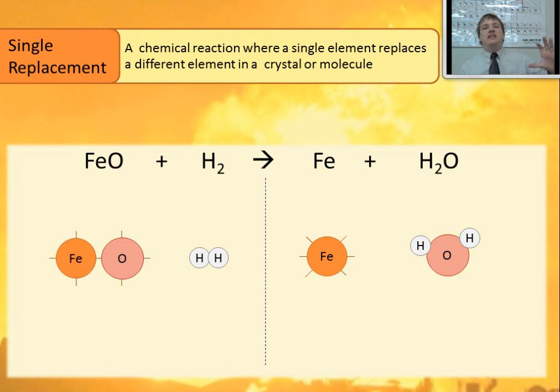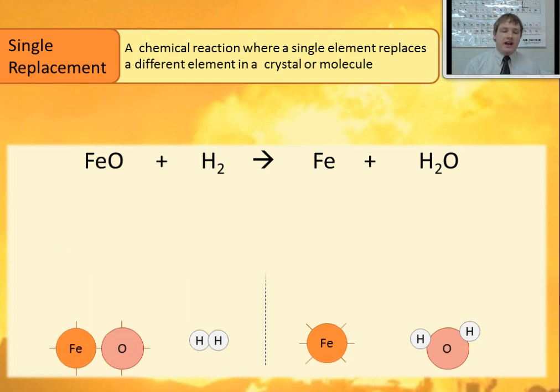It kicked out the iron from the crystal and became hydrogen bonded with oxygen, which is water. And then the iron, which originally started off bonded, was a free individual substance, an elemental substance at the end. That's single replacement. Before we move on to the next type of reaction, double replacement, let's just take a look at a few more examples of single replacement reactions.